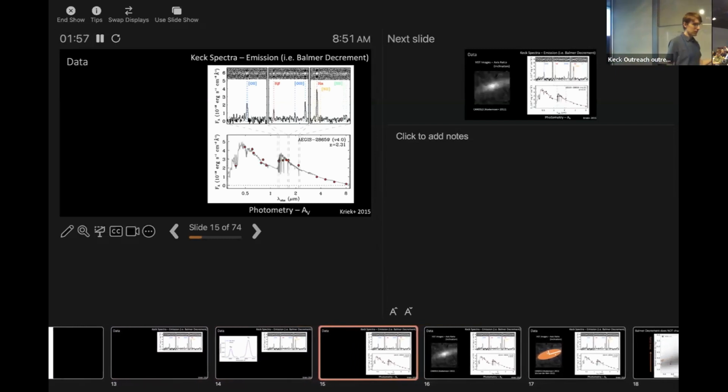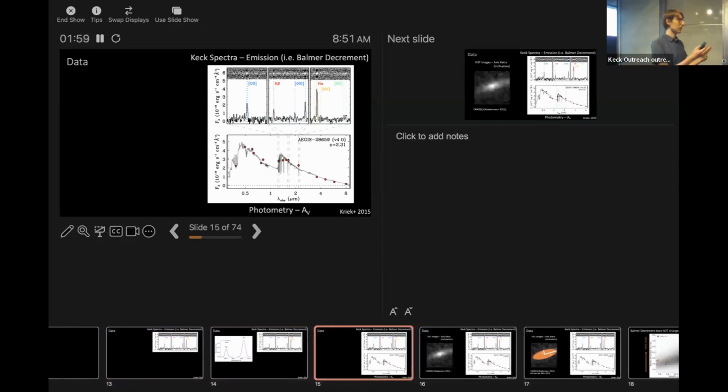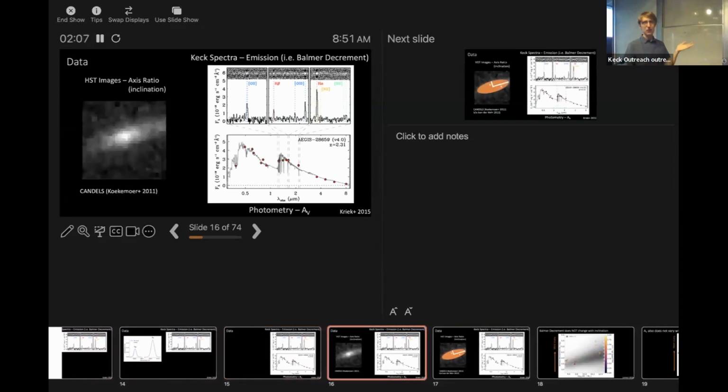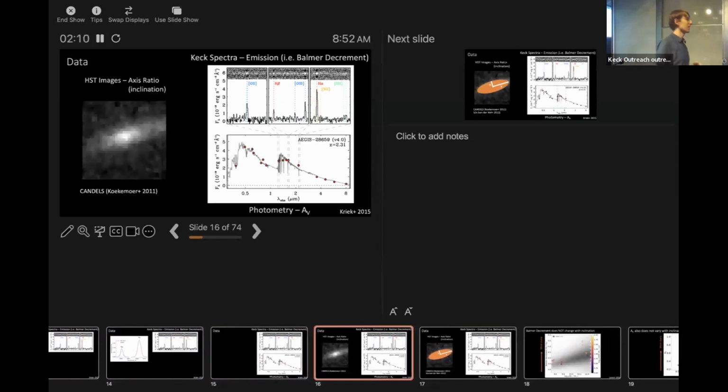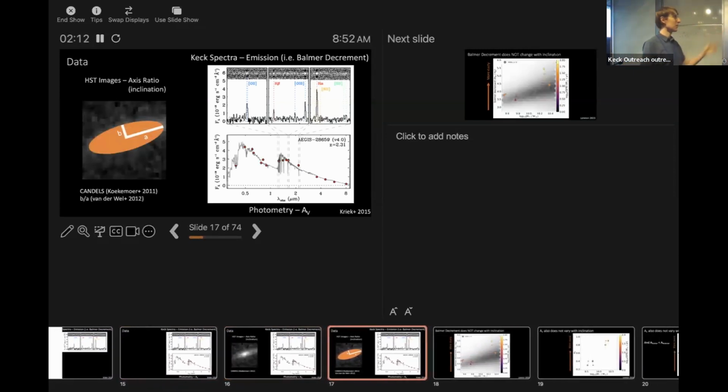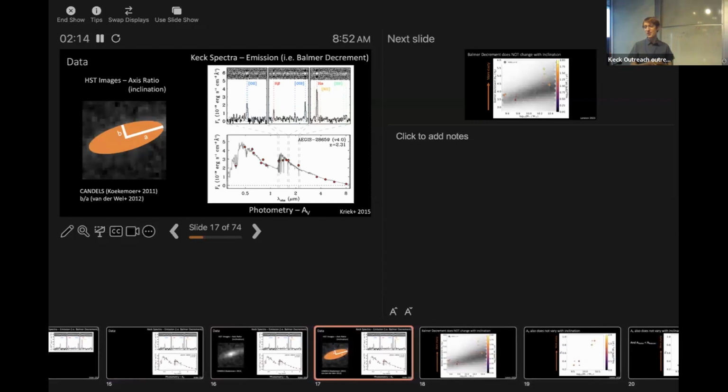You can get another measurement from just photometry. So that was what I showed at the start of this talk. You can fit an SED with a model, and that can give you a dust measurement. And lastly, for this work, we needed axis ratios, how inclined the galaxies are. And so from HSC images, we can get how tilted these are.